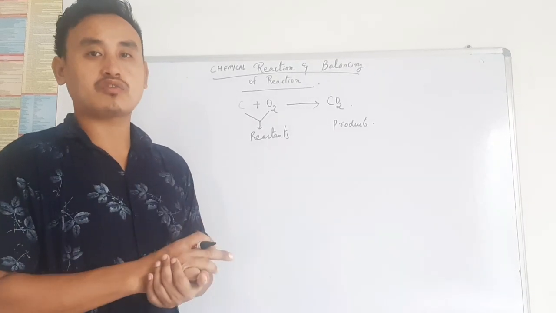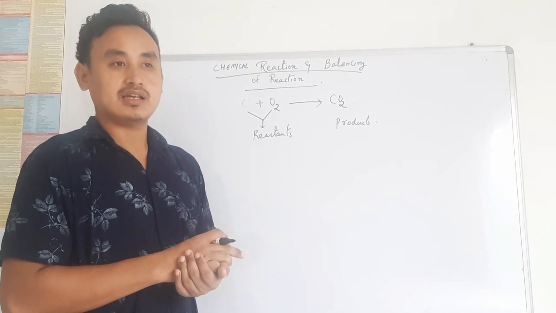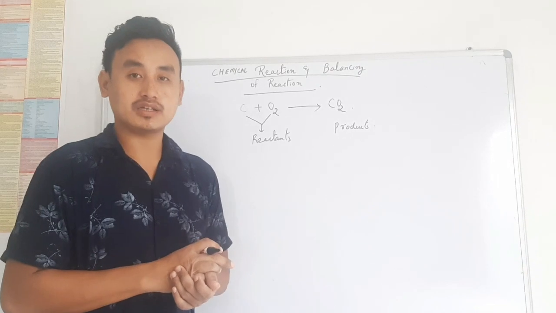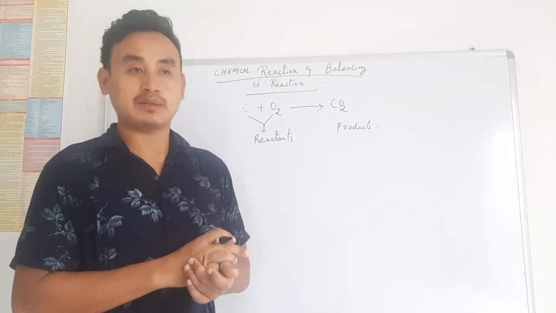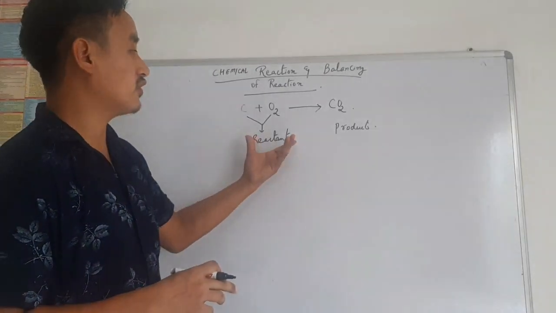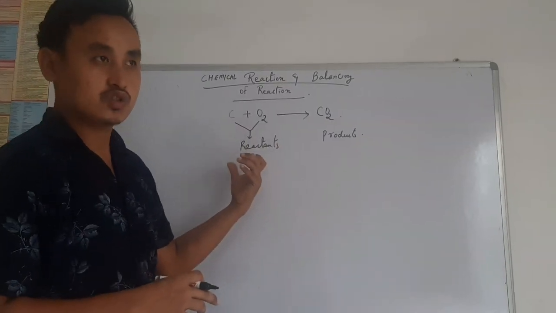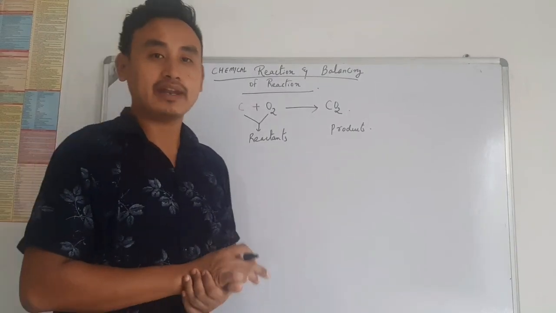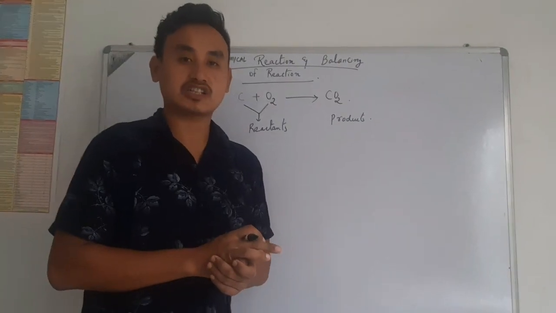So what is the law of conservation of mass? The law of conservation of mass states that atoms can neither be created nor destroyed, but can only be transformed from one form to another. That means the number of atoms on the left-hand side, that is the reactants, should always be equal to the number of atoms in the products. So to obey the law of conservation of mass, we need to balance the chemical reaction.